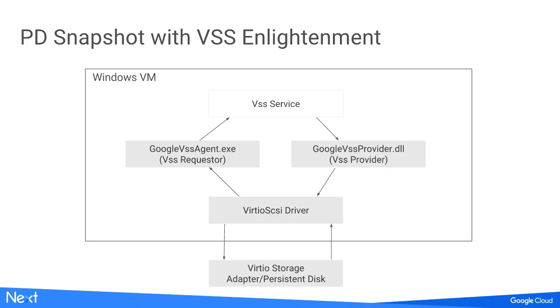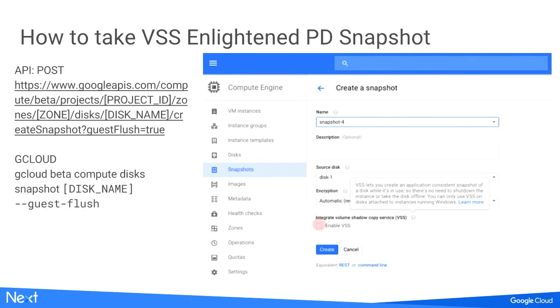This is already a simplified high-level overview of how the workflow works together. But you should get a good idea of how everything works together to do a VSS-enabled snapshot. Well, the internal logic is quite complicated to actually implement the PD VSS-enlightened snapshot. But to take a VSS-enabled snapshot, it's actually very easy.